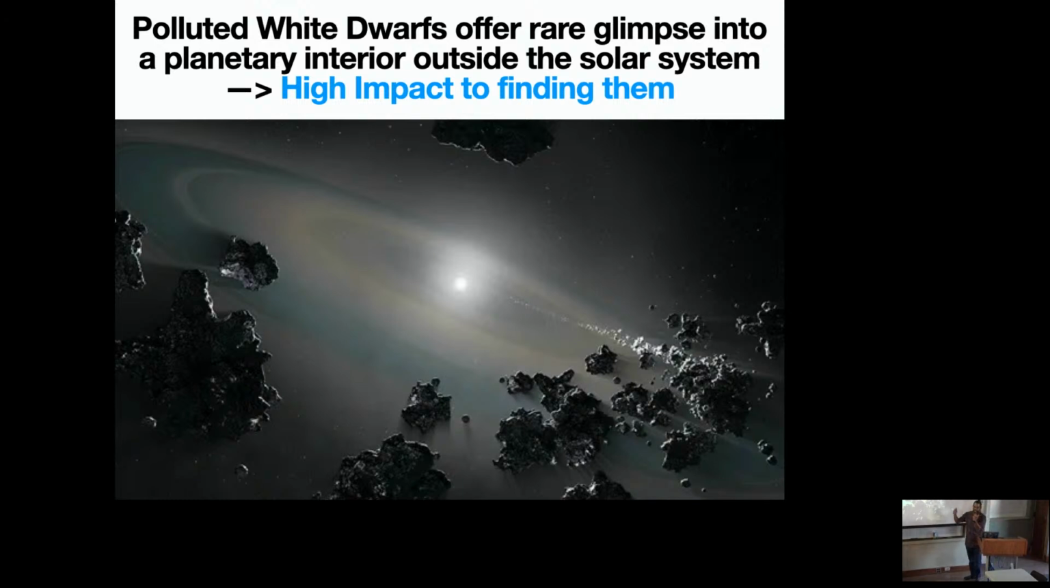And so there's a high impact of finding polluted white dwarfs because they actually tell you firsthand what is inside of a planet. And you can imagine if you can determine, for example, what's inside of a planet and measure the abundance for many polluted white dwarfs across a wide variety of environments in the galaxy, then you can start, at a population level, to understand what planets are made of around the galaxy.